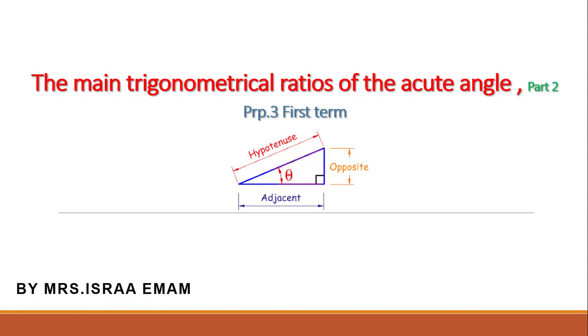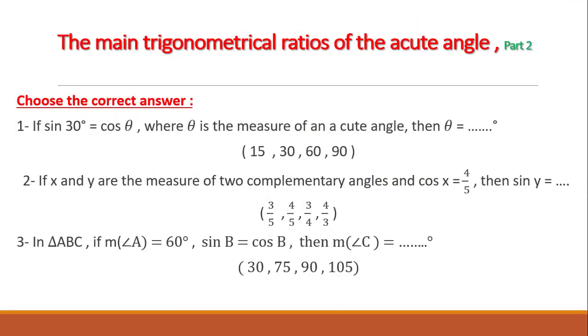Also, we said if you have two complementary angles, the sine of the first angle equals the cosine of the second, and vice versa. Sine the second equals cosine the first. Today we will solve some important exercises. This lesson is very useful to you. Let's start with the first exercise. Choose the correct answer.